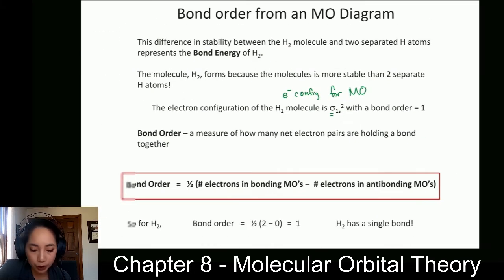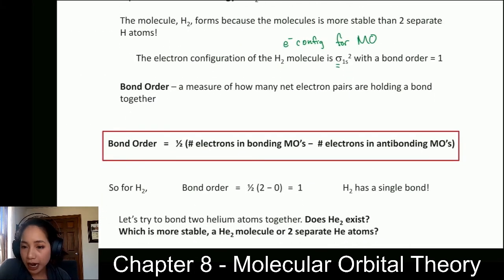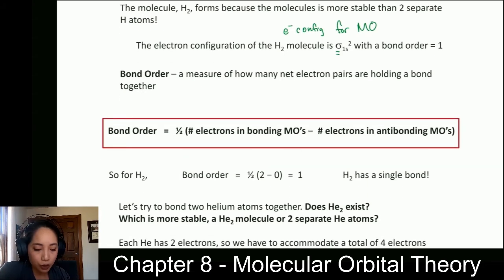We know that from the Lewis structure, but there's actually a calculation you can do to determine the bond order of any molecule. The bond order of any molecule is: take the number of electrons in bonding orbitals, subtract any electrons in antibonding orbitals, and then divide by 2, or multiply by 1/2.